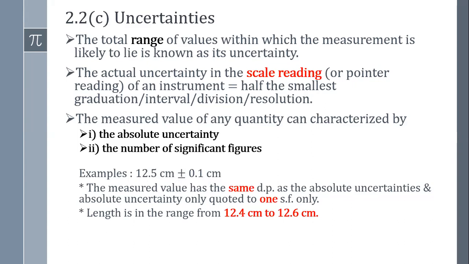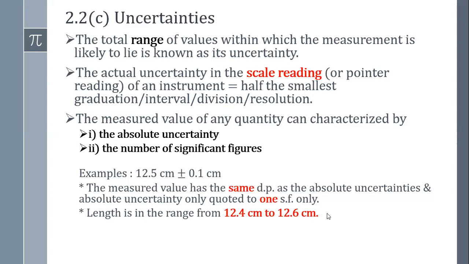The first rule is done. The second rule is what? The absolute uncertainty must be one significant figure. The error must be one significant figure. You cannot write two significant figures. For example, 12.5 plus minus 0.10 is two significant figures, cannot. The error has to be one significant figure. So these are the two rules, and we need to really understand this by heart.